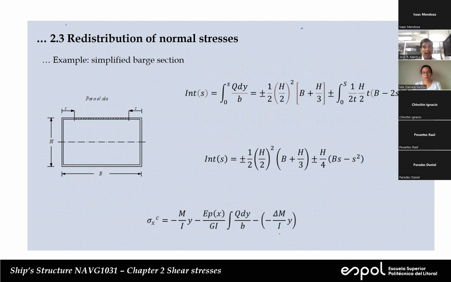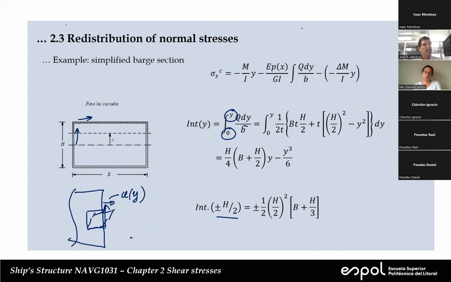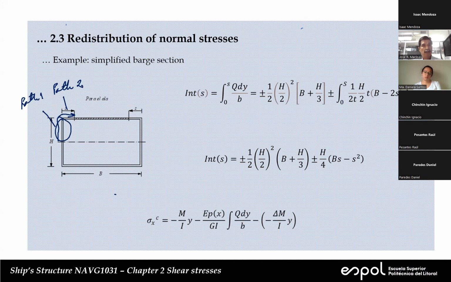Now, we are integrating, let me show here, we are integrating from here until here. So this part here was integrated, see, it's like path 1, and this here is path 2. So the integration from here to here is this. And now we need to evaluate this part here.